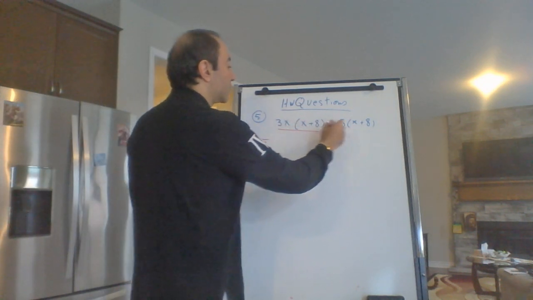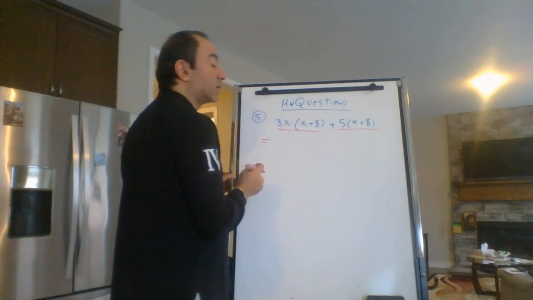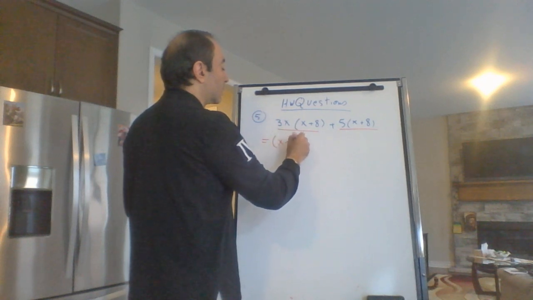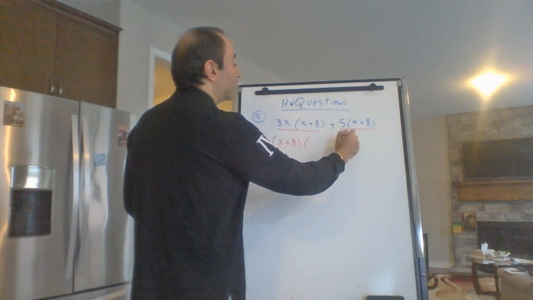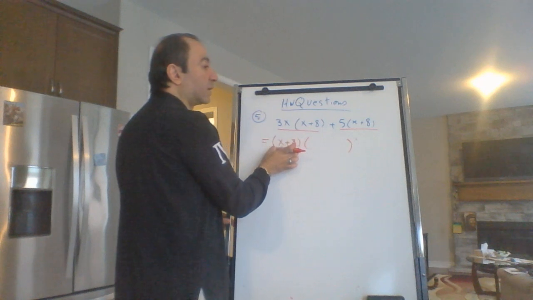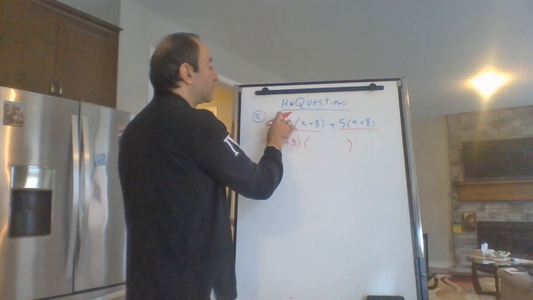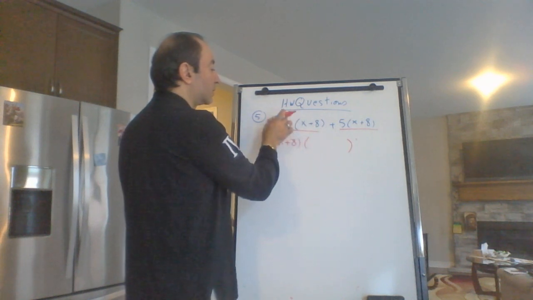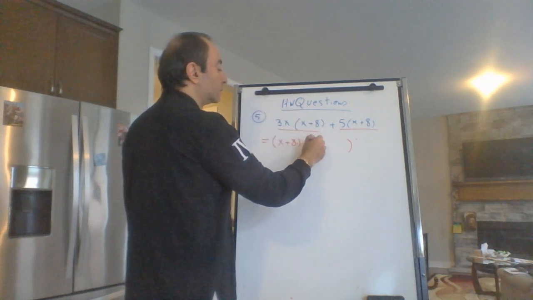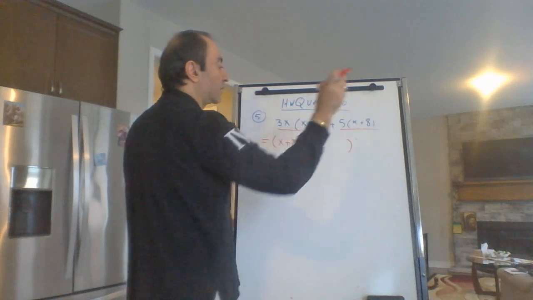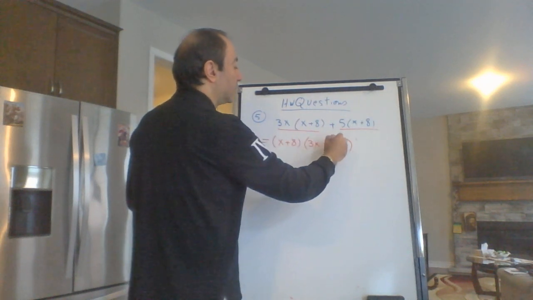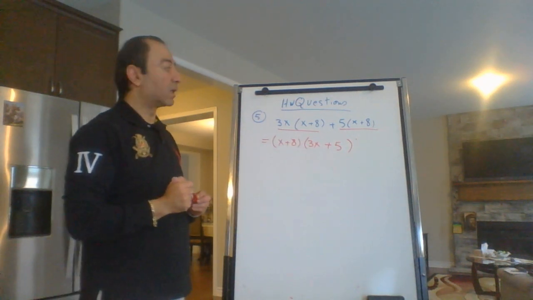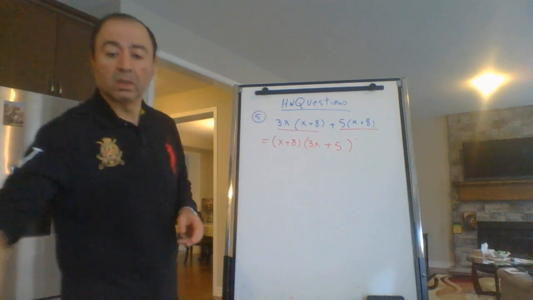So when I look at this and that, I see that x plus 8 as a term is common. So I will factor this out. And when I factor, I divide each term by the term that I factored out. So when I divide 3x times x plus 8 by x plus 8, what will be left is 3x. And the same thing, if I take x plus 8 out from here, that will leave 5. Okay, so this is the first question.